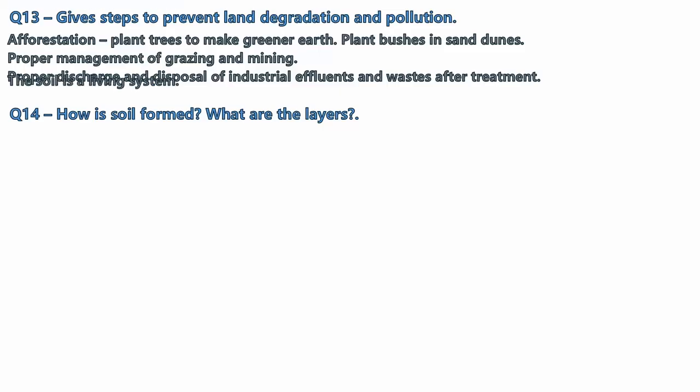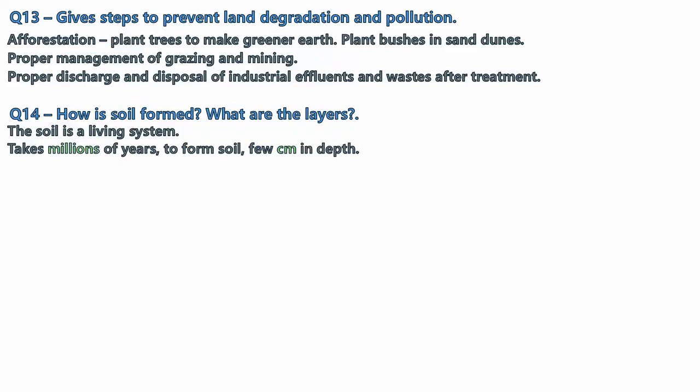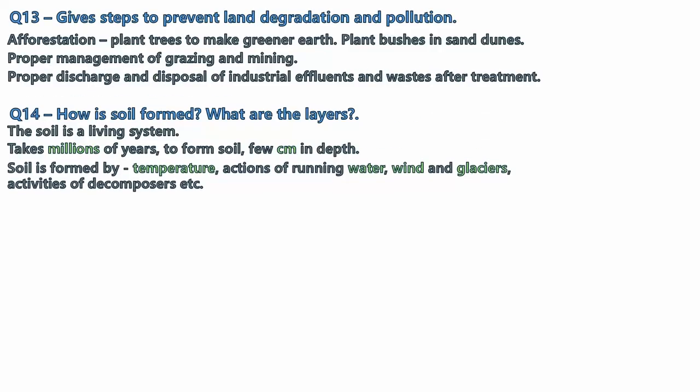How is soil formed? What are the layers of the soil? The soil is a living system in itself. In the soil, there are various types of organisms: various bacteria, viruses, earthworms, insects, various flora and fauna. It's a very complicated living system. It takes millions of years to form only a few centimeters depth of soil. Soil is formed by temperature changes, actions of running water, wind, glaciers, and a lot of complicated natural processes.